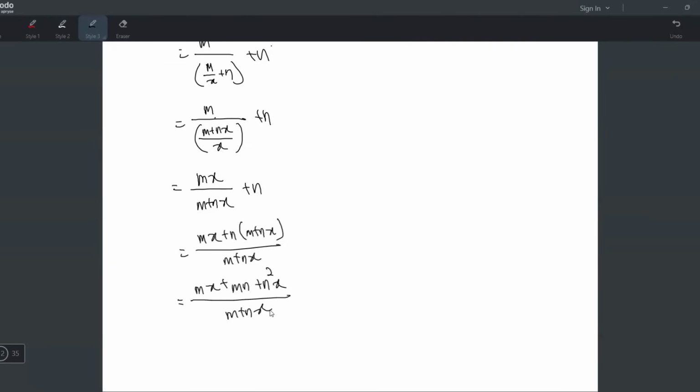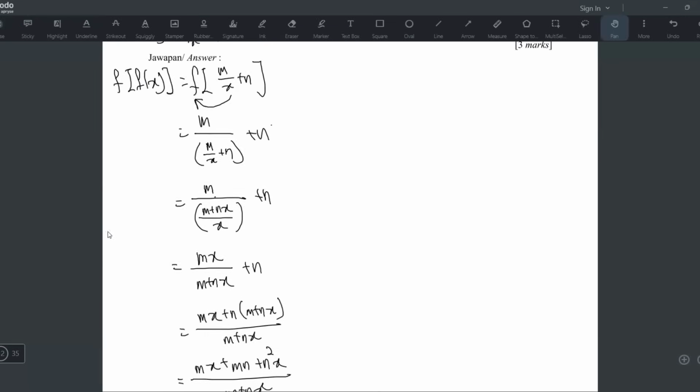I don't think I can go any further already. This is the simplest form already, and there's nothing to cancel here. You cannot cancel this one. Also, can you factorize these three terms? Is there anything that all three terms can be divided by? Cannot, right? This has m, this has m, this one has no m. So I think that's the answer for f of f(x).